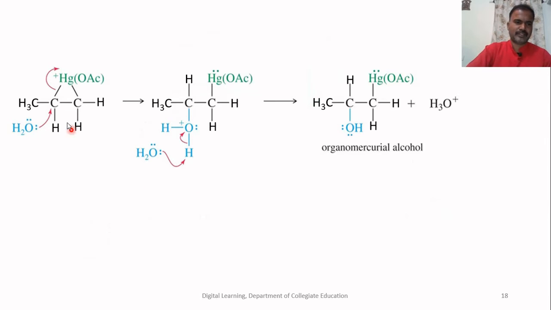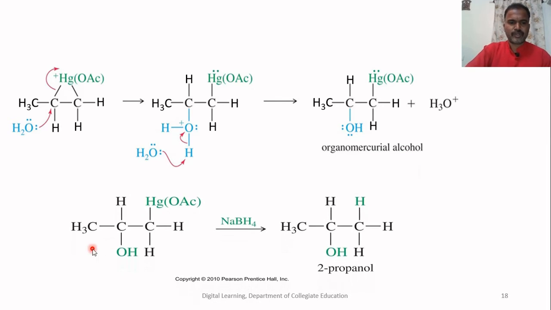Now let me consider that. See, this is the intermediate formed. The water molecule attacks the most substituted carbon of this intermediate and displaces the bonded pair of electrons towards the mercury. Then water abstracts the proton from this and gives an organomercurial alcohol.